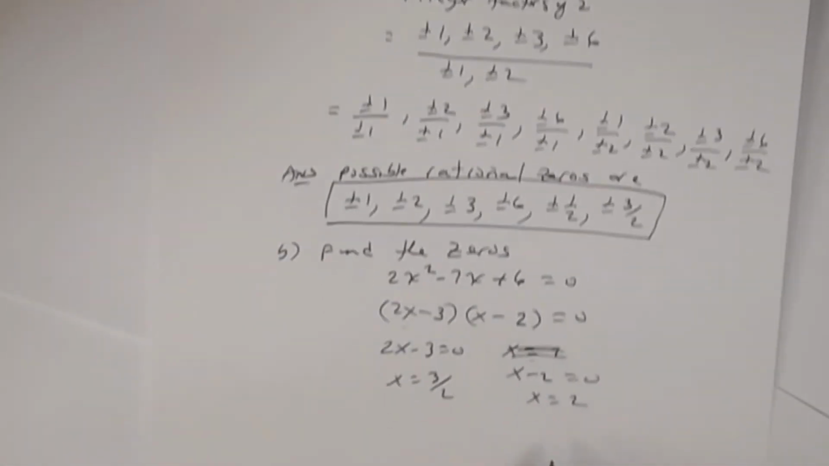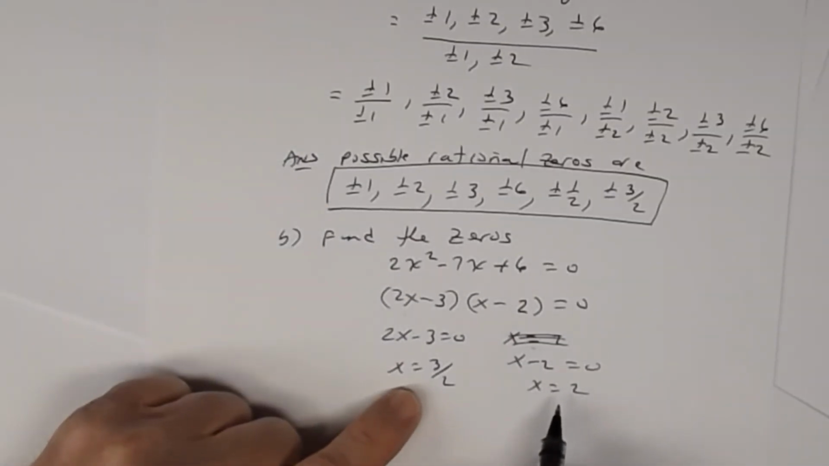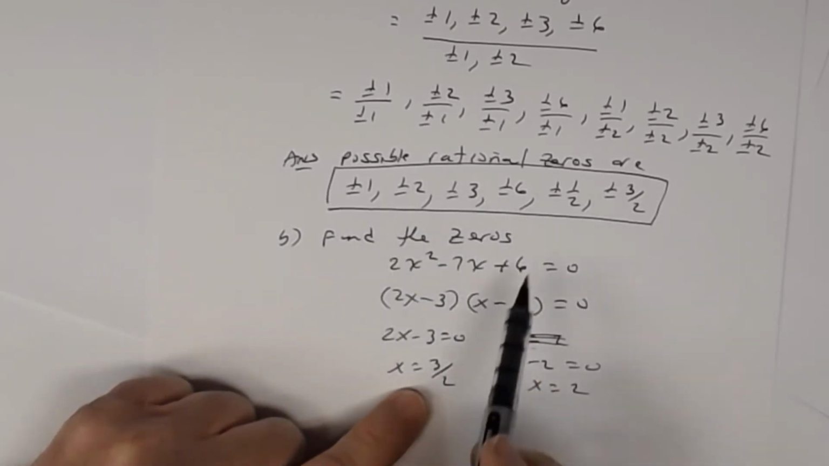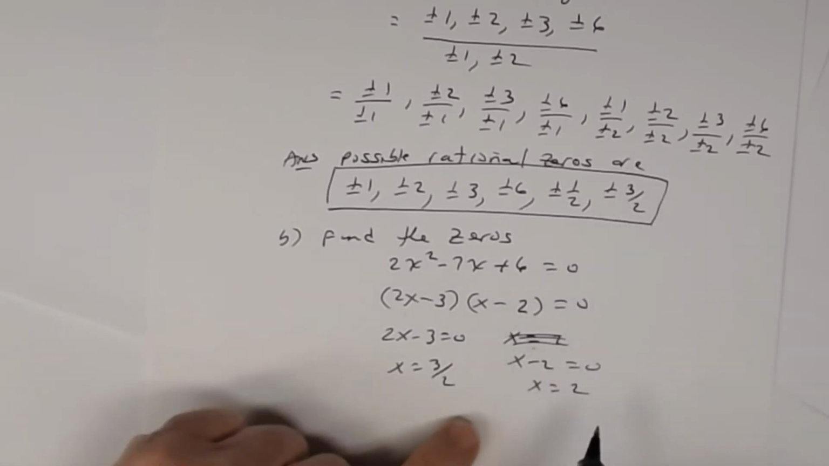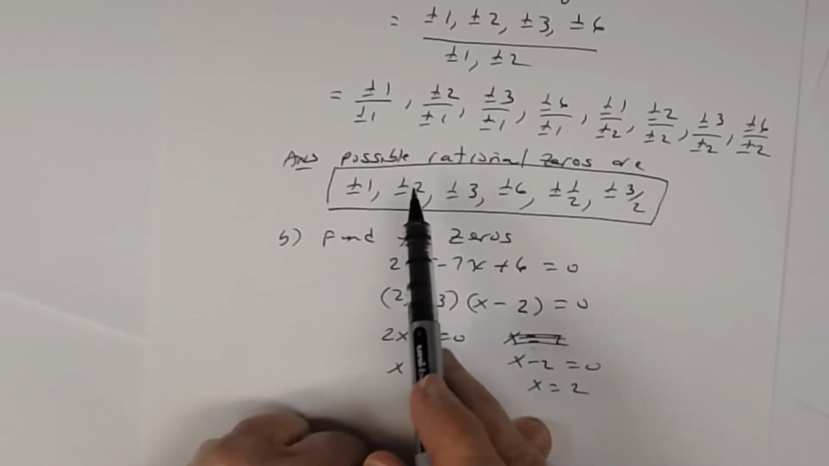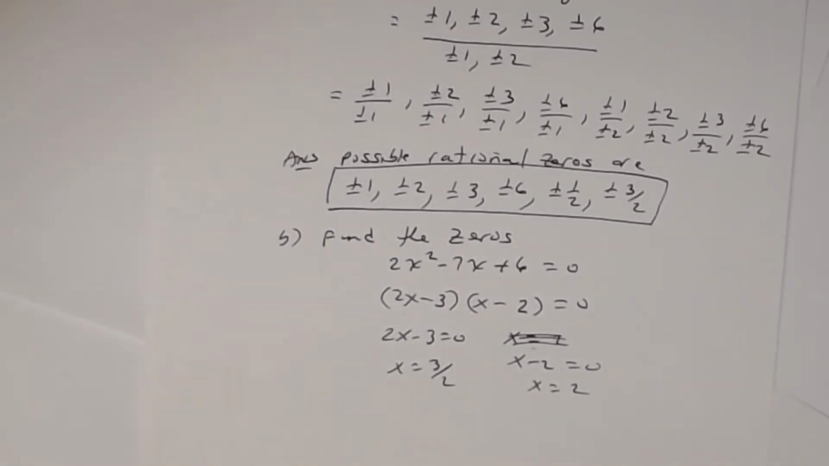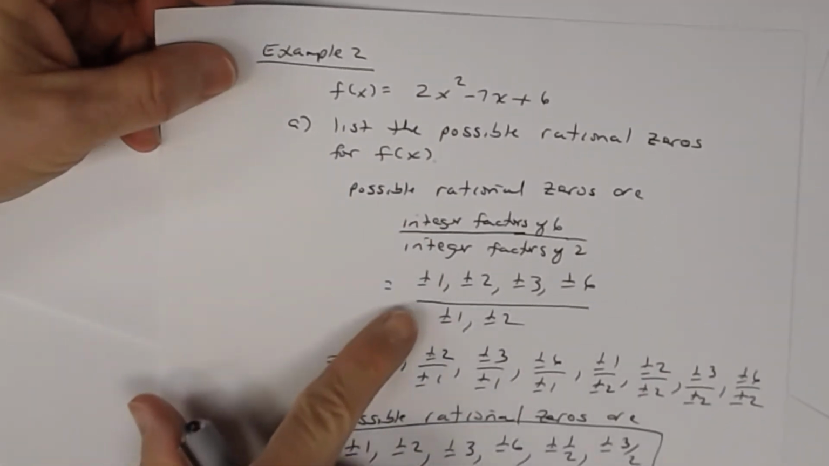And in fact, they're rational, aren't they? Rational zeros. If they're rational zeros, they better be one of these listed. Isn't 3 halves listed? Yep, right here. Is a positive 2 listed? Yep, right here. Okay? So that's using the rational zero theorem.